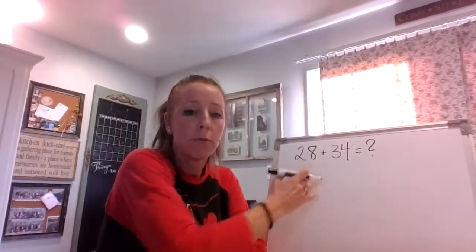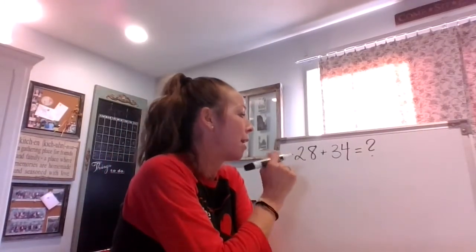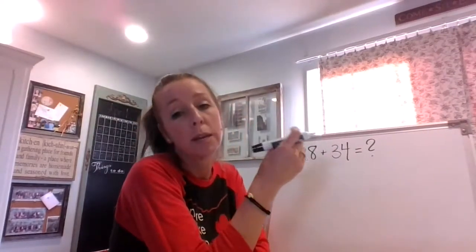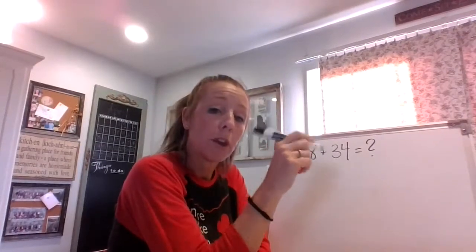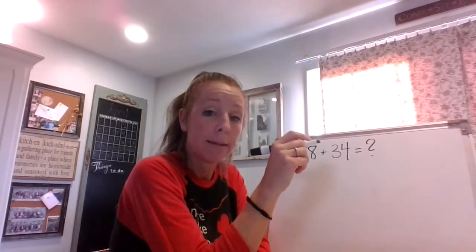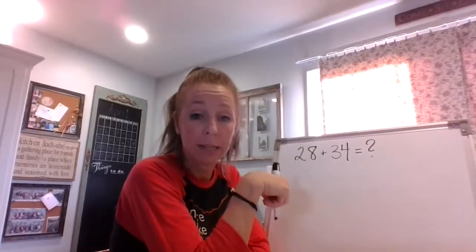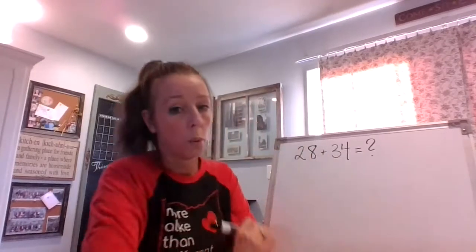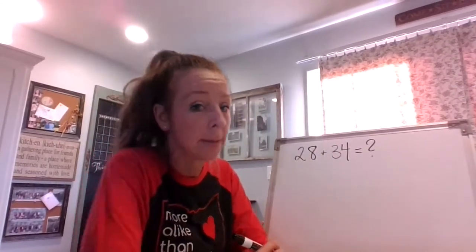We don't have to change the order or anything, do we? So then, from here, I can pick my strategy. I can use base 10 blocks. I could use a number line. I could use a number string. Remember, when you use a number string, if your number ends up being greater than 10, when you add or subtract, you have to break it apart into tens and ones. So, number string. What do we always do first? Ones place.